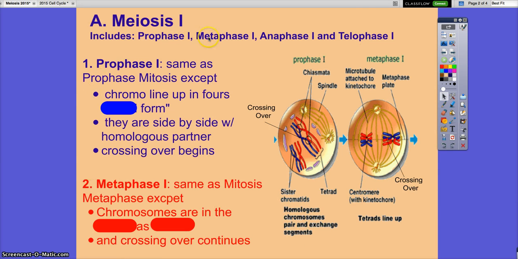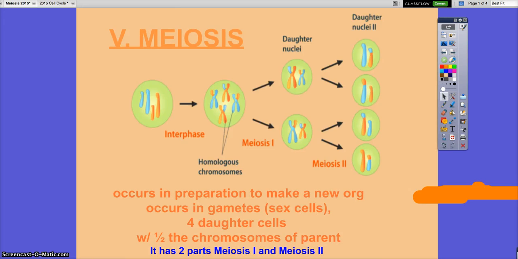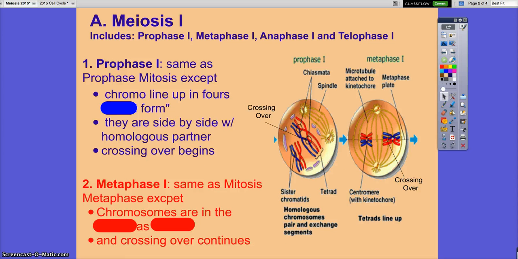Meiosis has 2 parts. I should say that. Meiosis 1 and meiosis 2. So let's go back here and say that. It has 2 parts. Oh, I can't type with these. Meiosis 1 and meiosis 2. Meiosis 1, it'll say prophase 1, metaphase 1, anaphase 1, telophase 1. It just adds a 1.